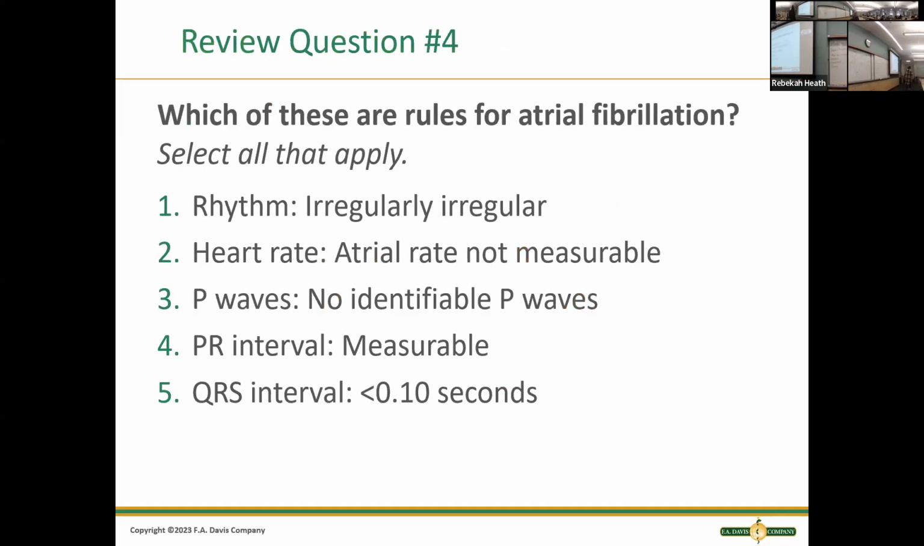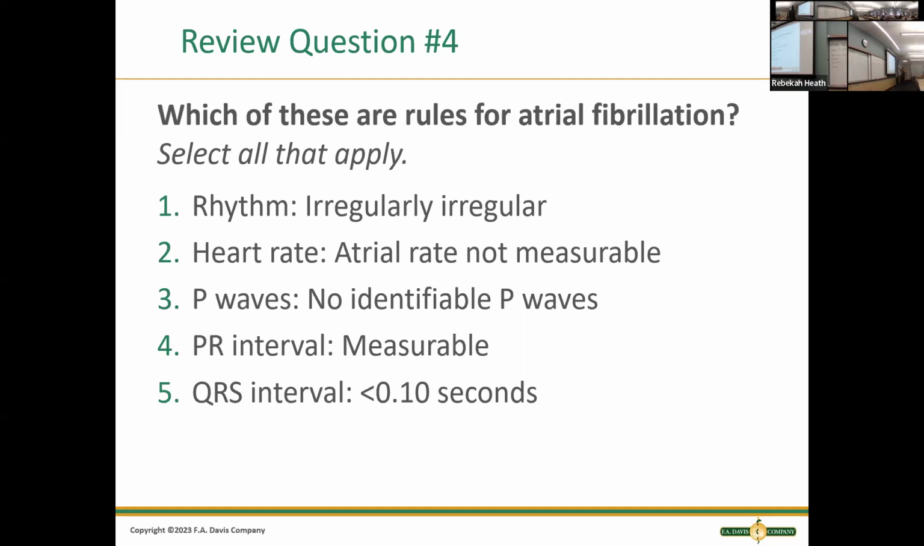Okay. Which of these are the rules for atrial fibrillation? Is it irregularly irregular? Now select all that apply. Atrial rate isn't measurable, meaning you can't really measure the P waves. No identifiable P waves. PR is measurable and the QRS less than 10 seconds. It's one. So let's go one by one.